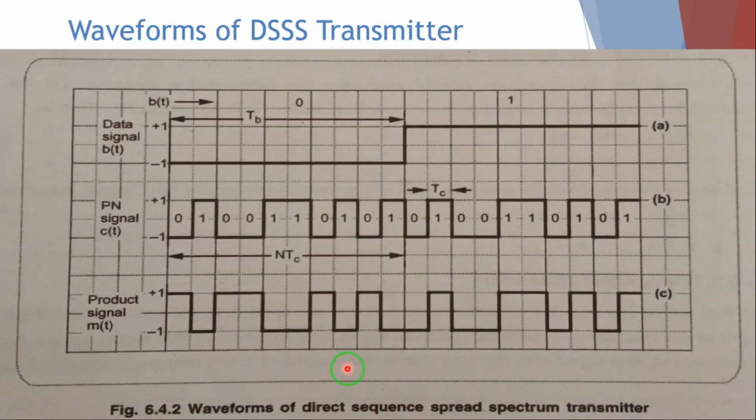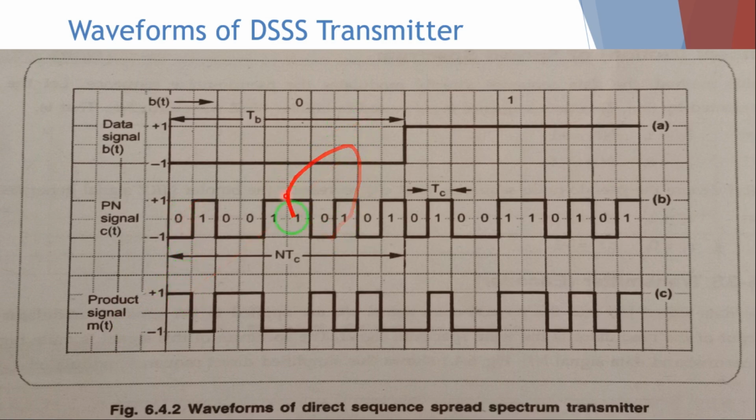Now look at this waveform. On the basis of it, we are going to see the processing gain, probability of error, and jamming margin. So you can observe over here, this is your data signal, which has a bit period of TB. And this is your PN code signal, which has each bit with a period of TC. And you will find the period of this PN code and the spread signal is the same, that is TC.